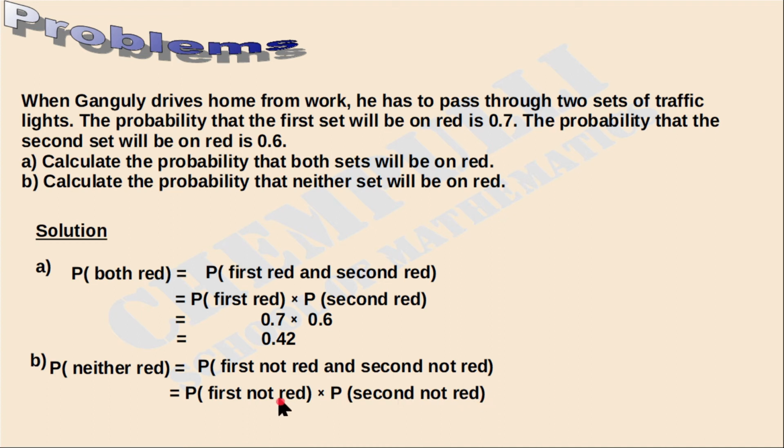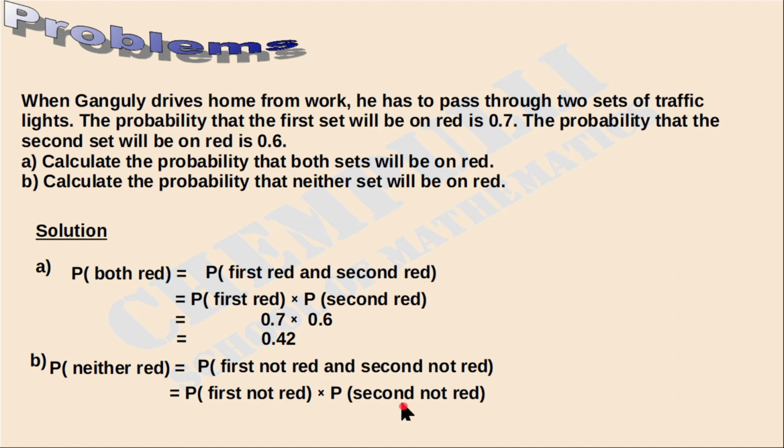In this case, we know the probability of first red. What is the probability of first red? 0.7. What is the probability of second red? 0.6. Then how can we find the probability of first not red? We know the total probability is equal to 1. From 1 subtract this 0.7, then we will get the probability of first not red. What is that? 0.3.